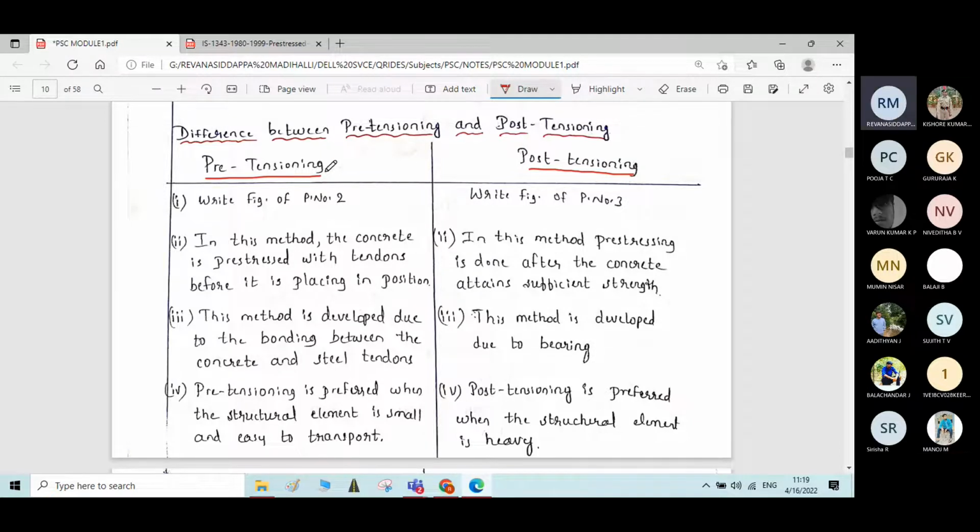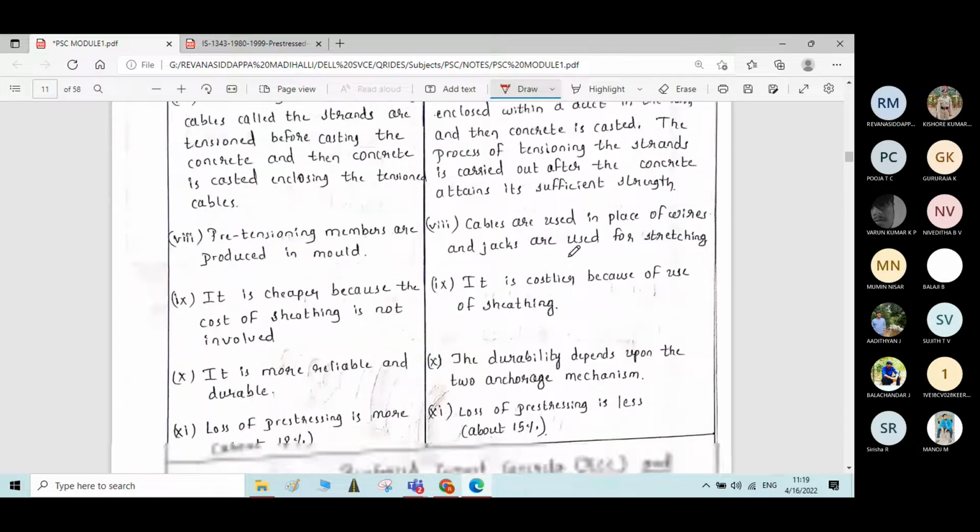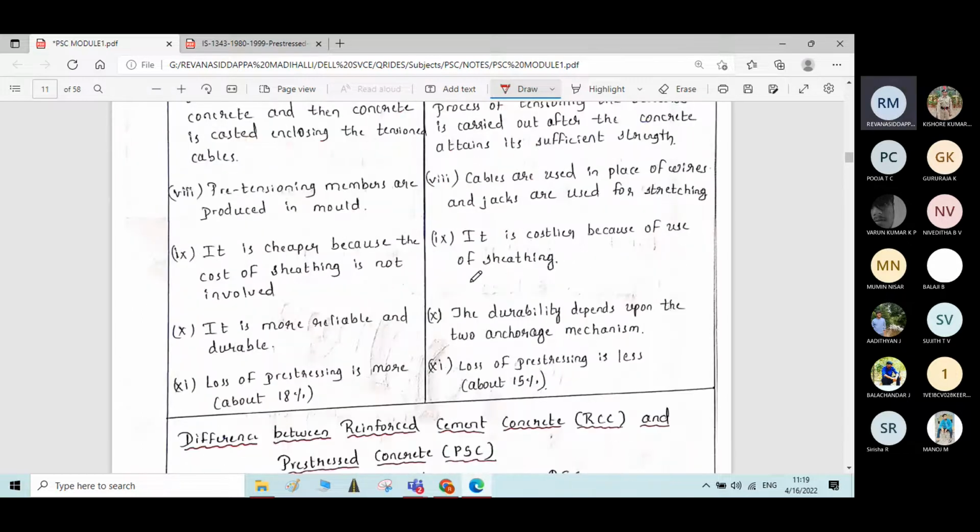In most of the precast industries, they will go for pre-tensioning. If a pre-stress has to be induced into the member on site, then we will go for post-tensioning. That is also one of the differences we can observe between the two.